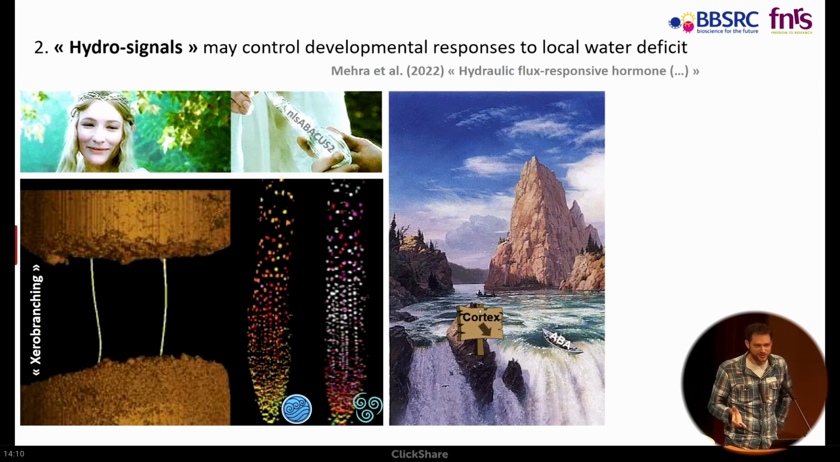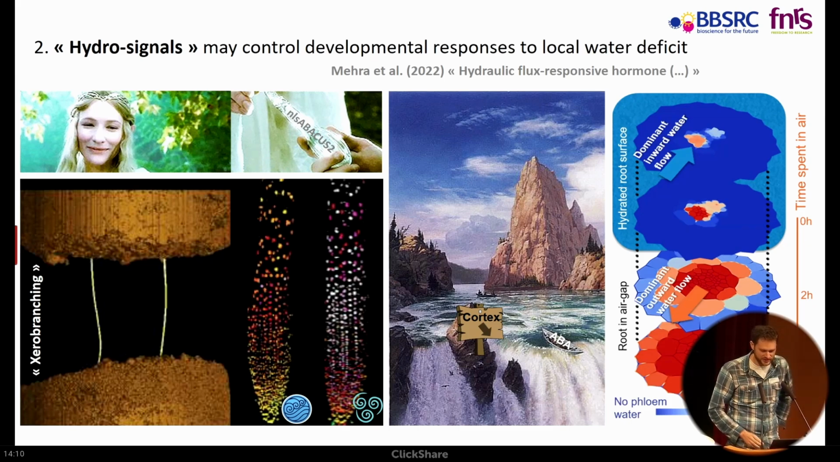Then we try to make a connection between this kind of narrative and the direct environment of the roots in contact with water or not. And we came up with the idea that maybe when your environment changes from air gap to soil water, you also change the field of water velocity, and then you change the field of hormone transport. And we did simulations of that, and that you can see here.